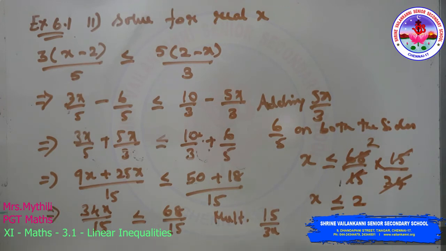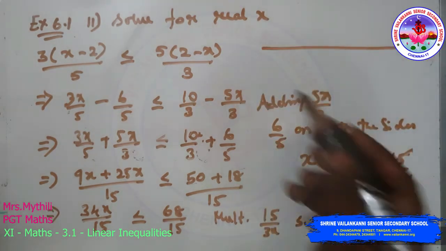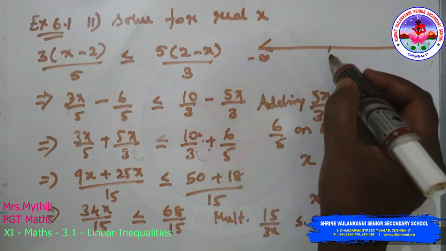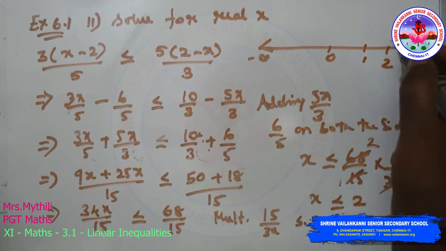The solution set of the given inequality is (-infinity, 2], which is closed at 2. So drawing this on the number line, minus infinity which is open, till 0, 1, 2. So it is closed on 2.